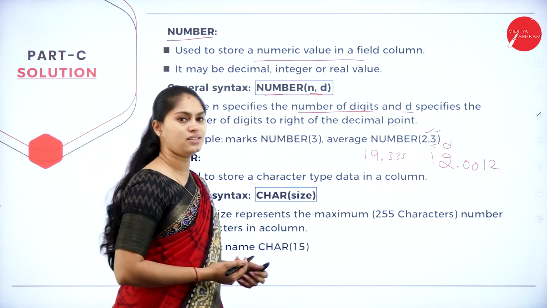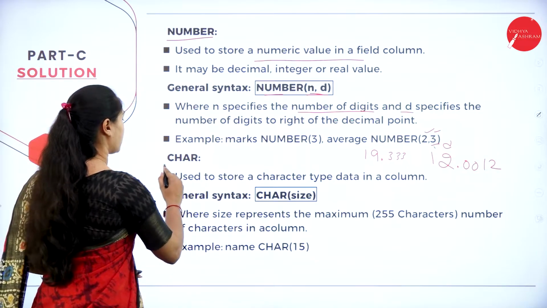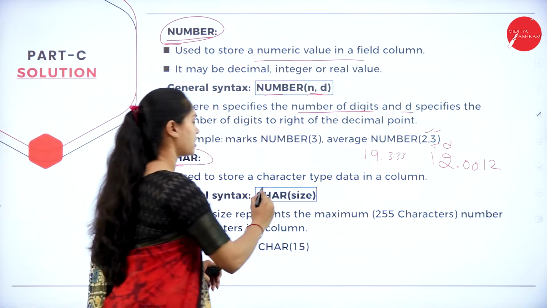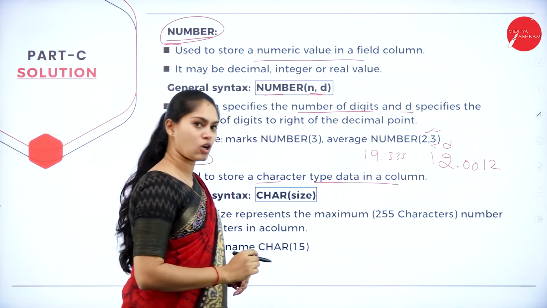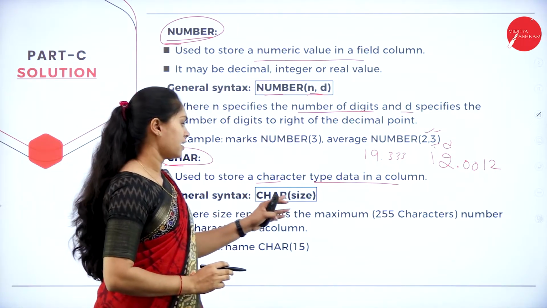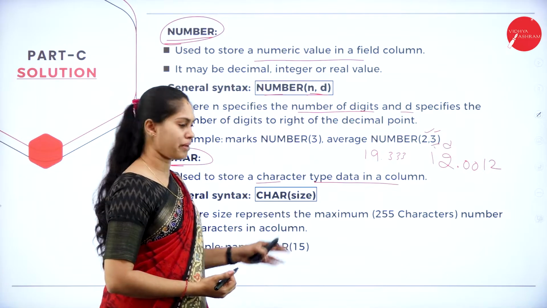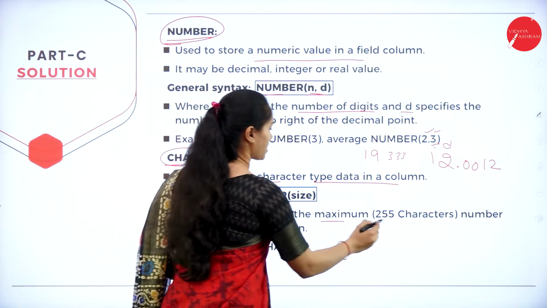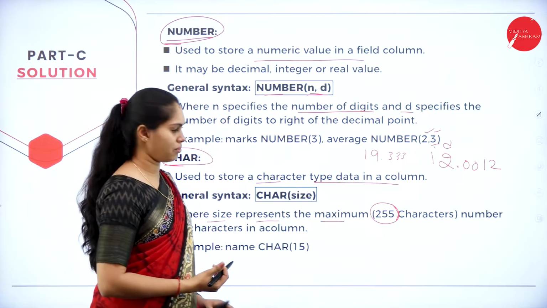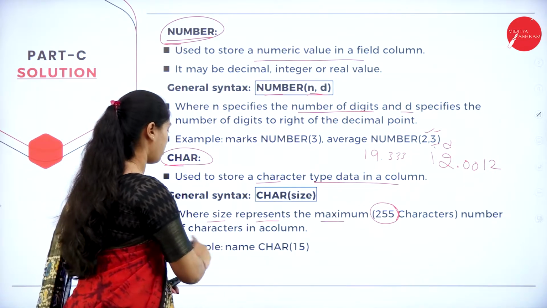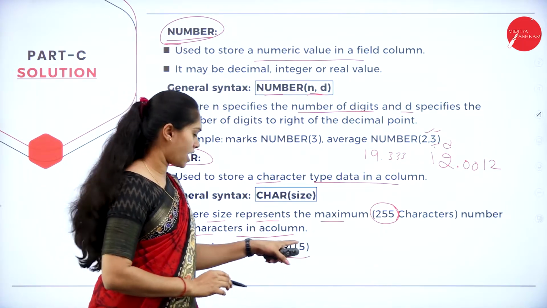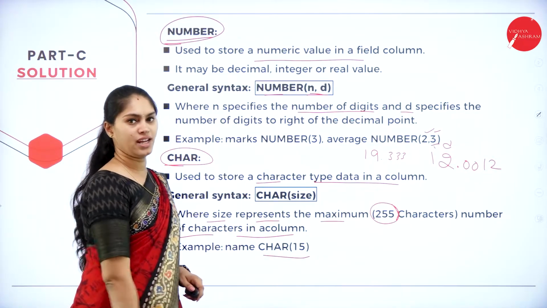That represents the d. Same way, we can take another data type called char. It is used to store character type of data in a column. What is the syntax for that? Char of size. So we have to mention its size. Here size represents the maximum, that is 255 characters can be taken as the number of characters in a column. For example, char of 15 has the ability to hold up to 15 characters.